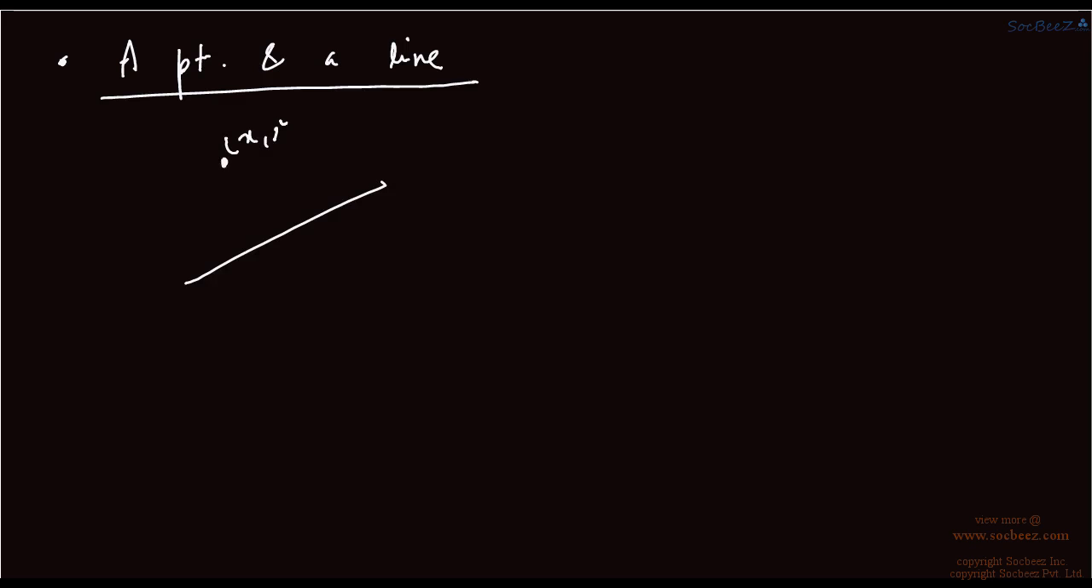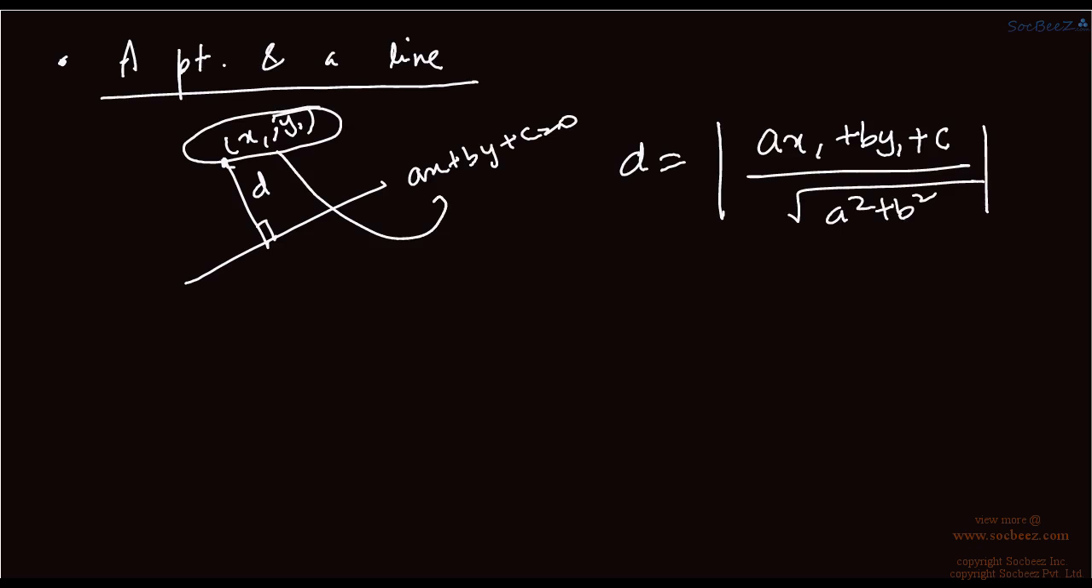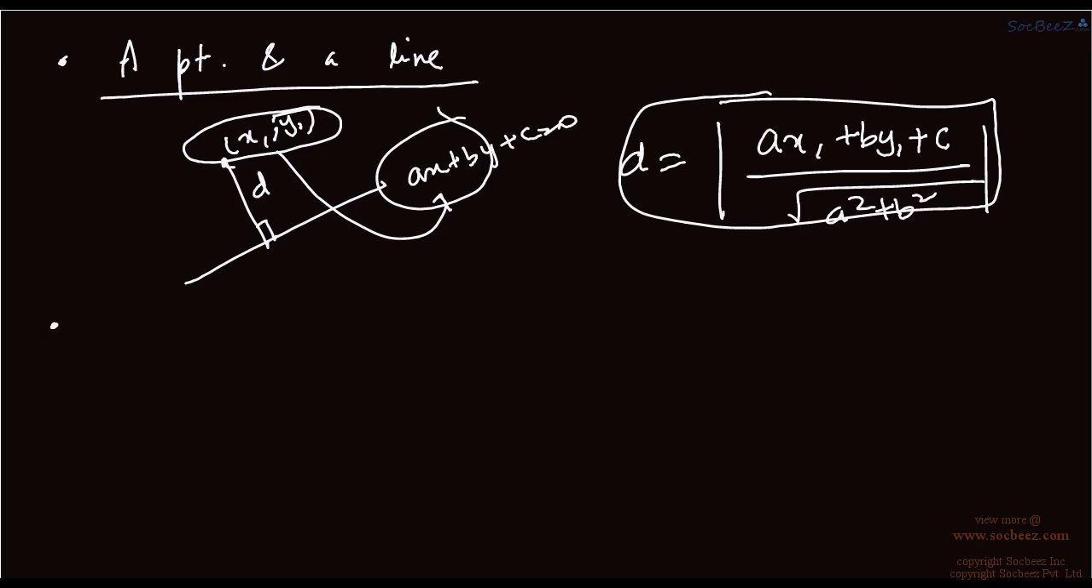Let's say this is a point x1 comma y1, and this is the line ax plus by plus c is equals to 0. So this distance, which is the perpendicular distance, let's say this is d, will be equals to ax1 plus by1 plus c upon root of a square plus b square. What we have to do is put this point in this equation instead of x and y, put x1 y1, and divide that by root of a square plus b square. You will get the distance between a point and a line.